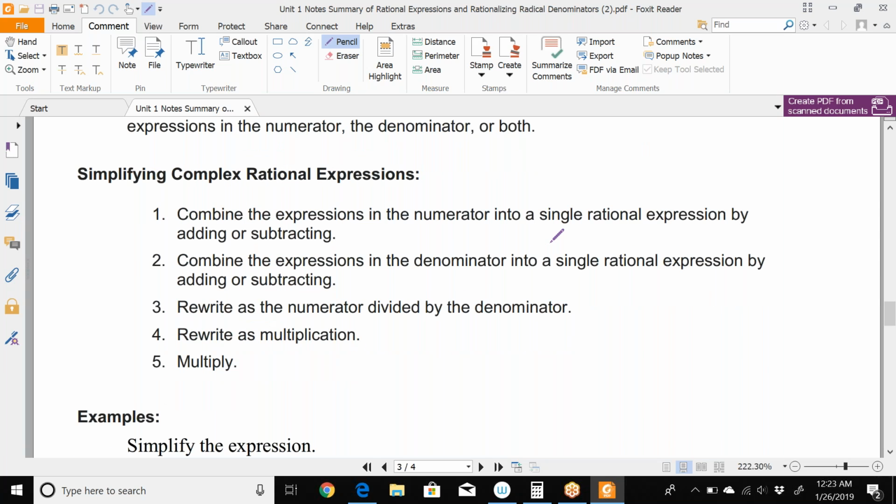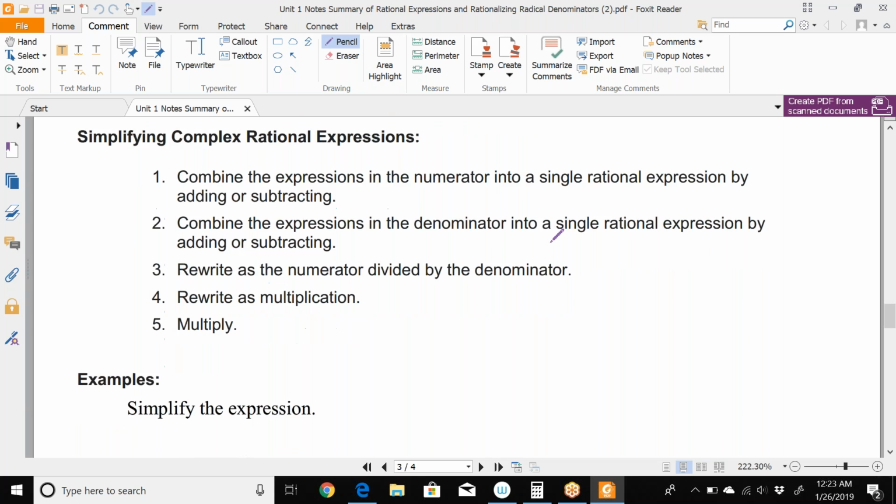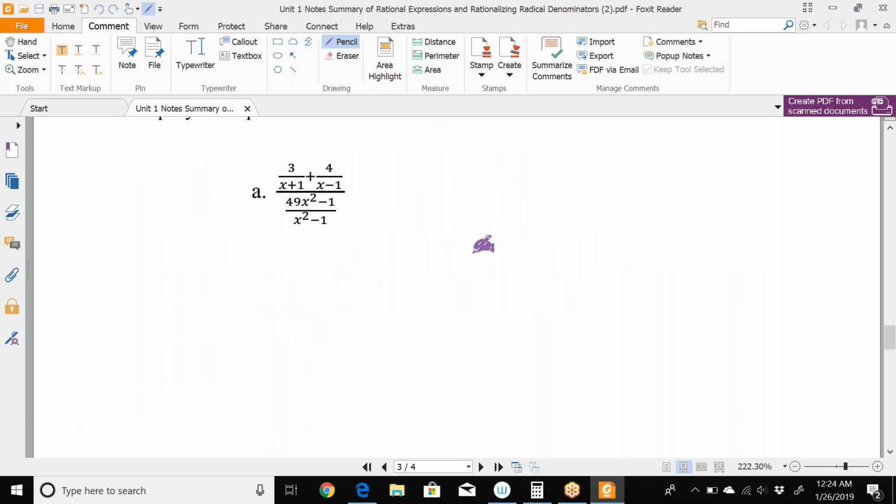Techniques for simplifying: you can combine the expressions in the numerator into a single rational expression by adding or subtracting. Then you can do the same thing in the denominator by adding or subtracting. So in other words, the goal is to get one fraction on top, one fraction on bottom. Then that is now a numerator divided by a denominator, and we can rewrite that as multiplying by the reciprocal.